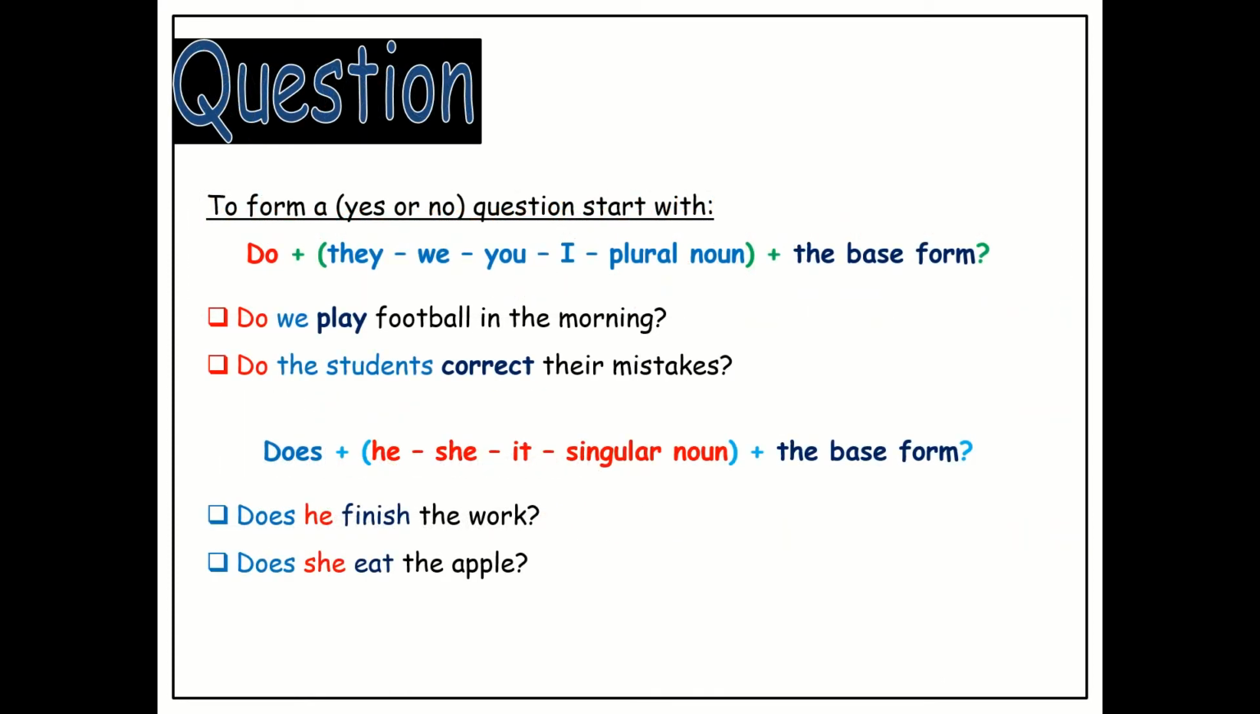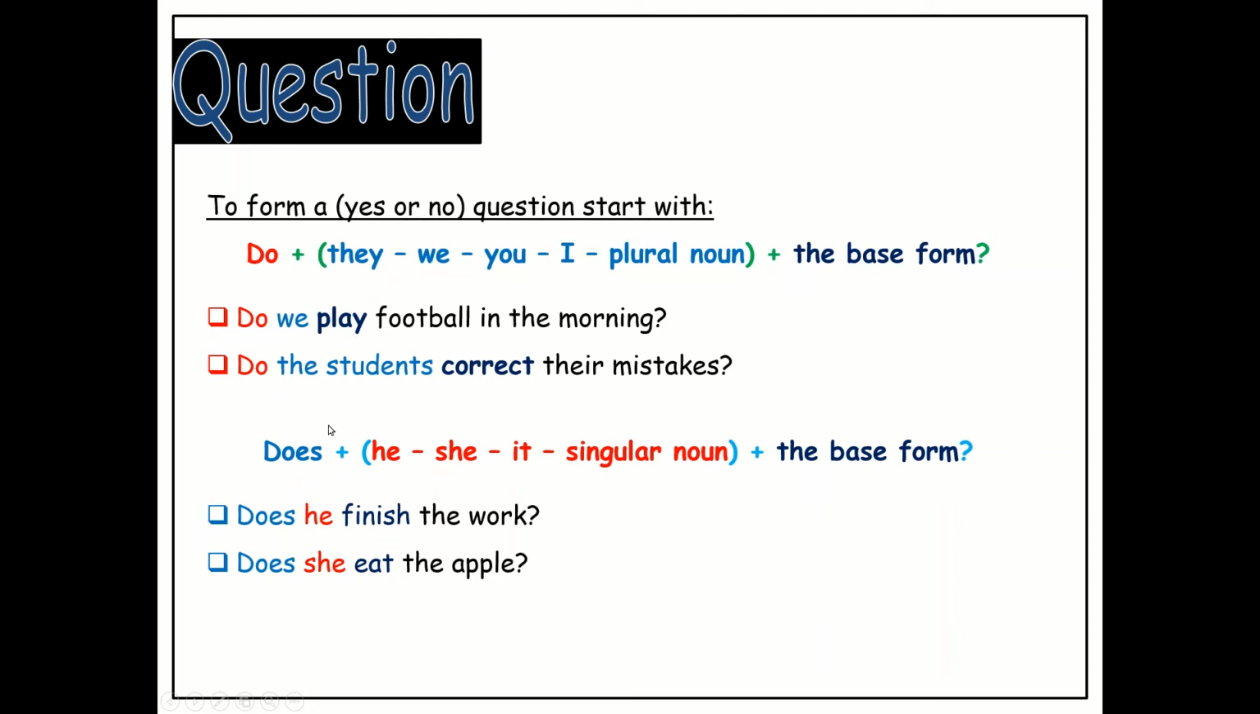So what about the questions? Here we have the formation of yes or no questions first. So to form a yes or no question, start with do plus they, we, you, I, or plural noun. It depends on the subject, plus the base form of the verb. For example, do we play football in the morning? Do the students correct the mistakes?